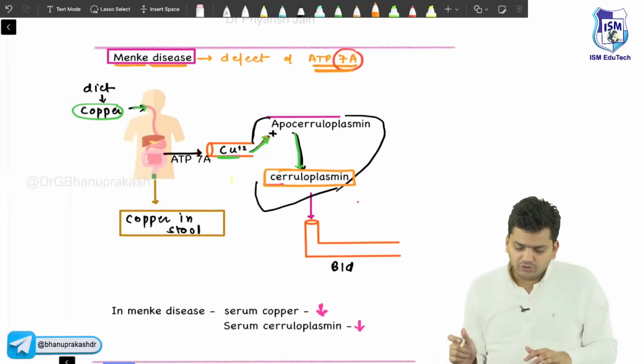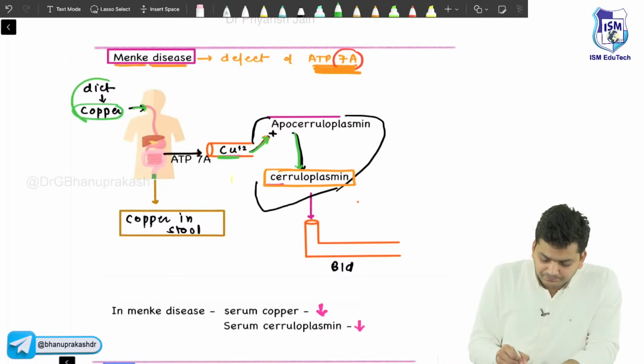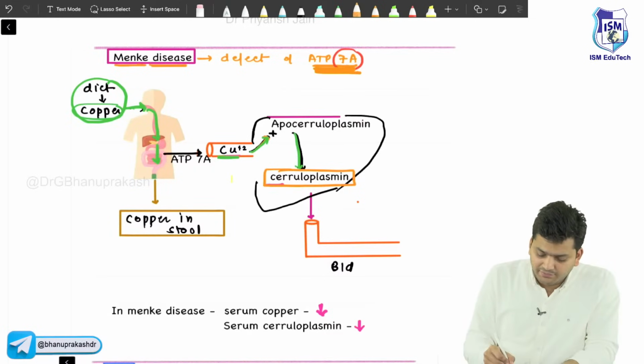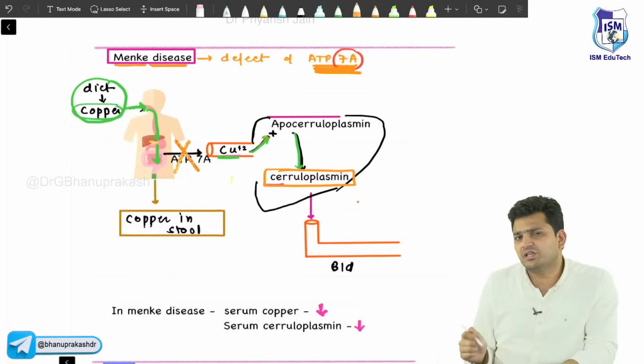Now coming to Menke disease. Menke disease is due to deficiency of ATP-7A. In the diet, the copper which you eat is absorbed with the help of ATP-7A. If this ATP-7A is not there, the absorption of copper will not happen and the copper will be lost in the stool.